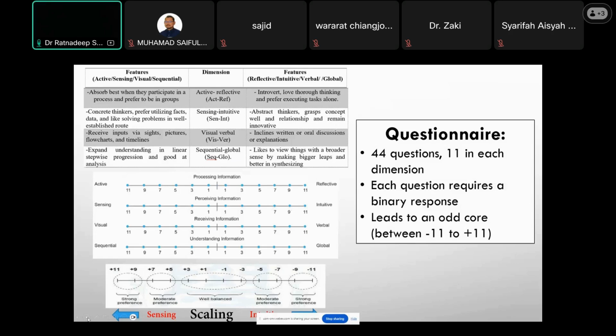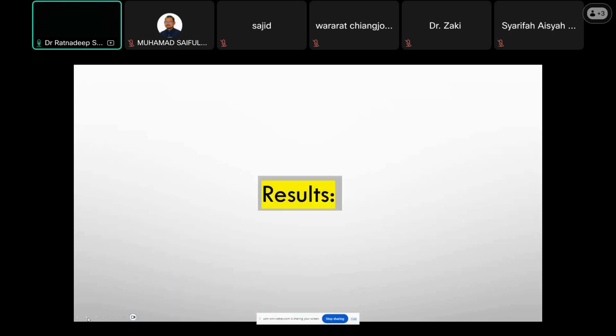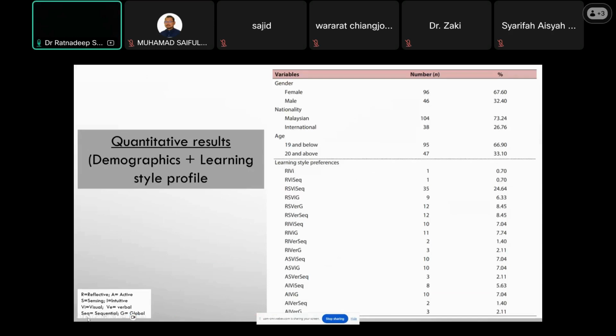So this is about the questionnaire that we have adopted. Now let's see what kind of results we have received from the quantitative aspects. If you see here, this is a table that I have just pasted over here from our presentation, I mean to say from our study.